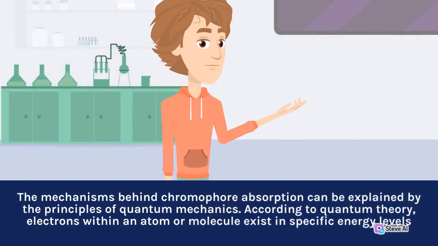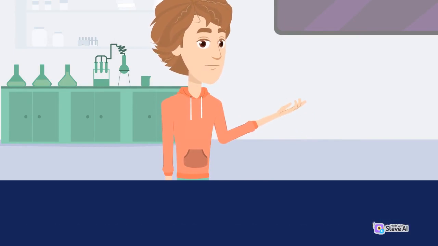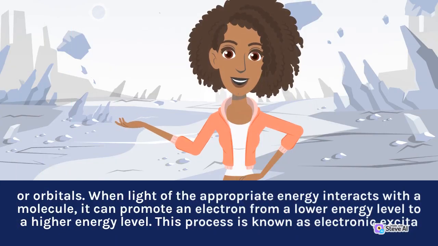The mechanisms behind chromophore absorption can be explained by the principles of quantum mechanics. According to quantum theory, electrons within an atom or molecule exist in specific energy levels, or orbitals. When light of the appropriate energy interacts with a molecule, it can promote an electron from a lower energy level to a higher energy level. This process is known as electronic excitation.